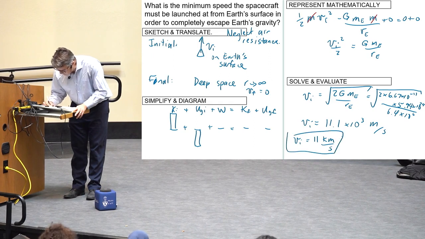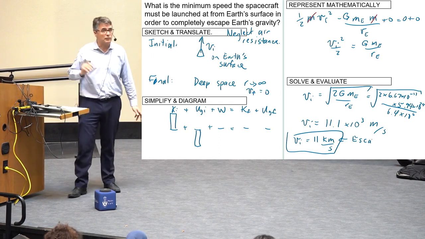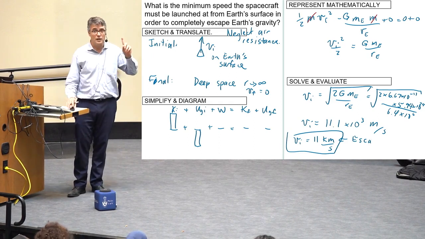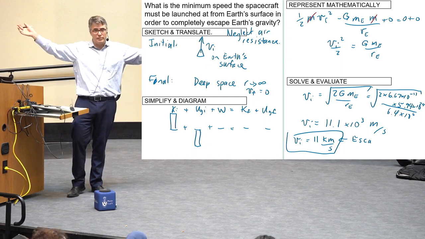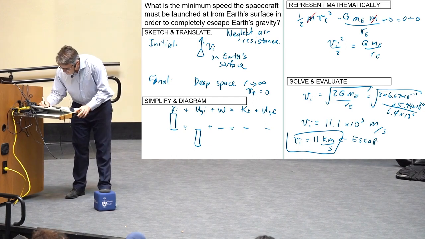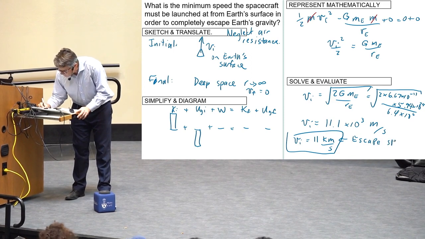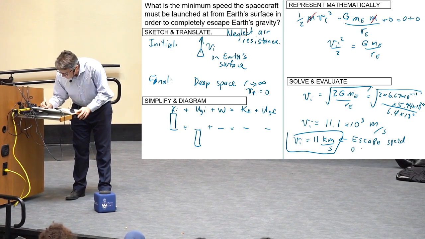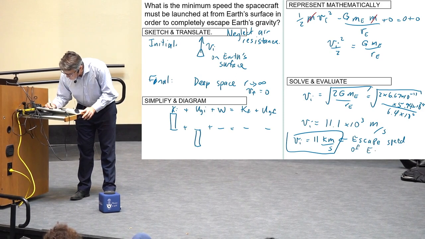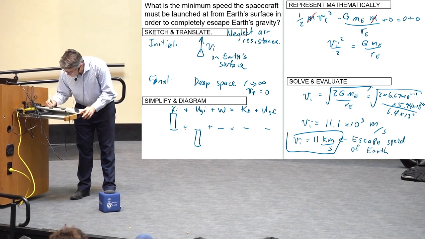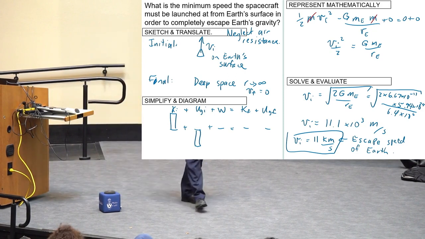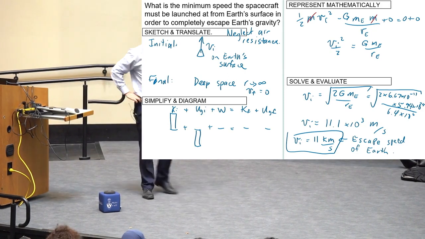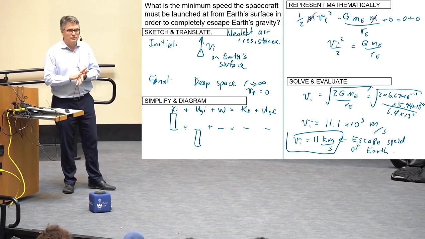This is the escape speed of Earth. It only depends on the mass of the Earth and the radius of the Earth. It does not depend on the mass of the object, so it'll be the same for a rock as it will be for a big spaceship. It's the escape speed. And every surface of every planet has its own escape speed. I think you were asked on the problem set to find the escape speed of Mars or something. It's different. But 11 is what it is here.